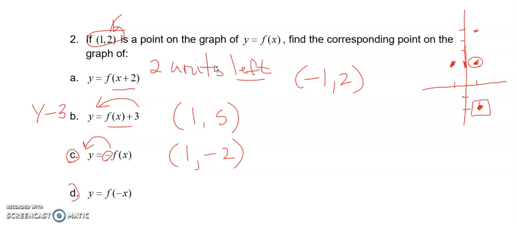And for D, the last one, notice that what happened was the x was replaced by negative x. That would indicate a reflection in the y-axis. So it would come from the original point here again. Oh, look at that. It would land right on the same spot as A did. Or just think of it as change the sign of your x-coordinate. So that will become negative 1 comma 2. So there's your new points. There's where they all end up.